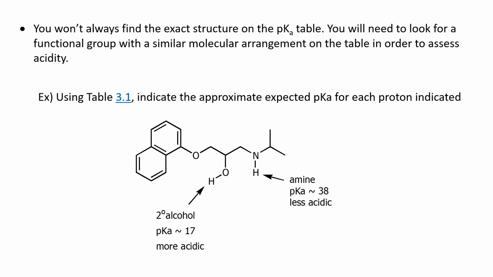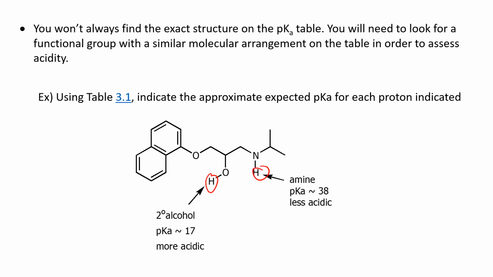All right, so oftentimes you won't always find the exact structure on the pKa table. However, you need to be able to look for a functional group with a similar molecular arrangement so you can assess acidity. So this is the first place where functional groups are absolutely critical to know. All right, so we're going to still use that table 3.1, which is the pKa table. All right, however, what I want you to do is look for the functional groups that I mentioned. All right, so we want to assess the acidity of these two protons.